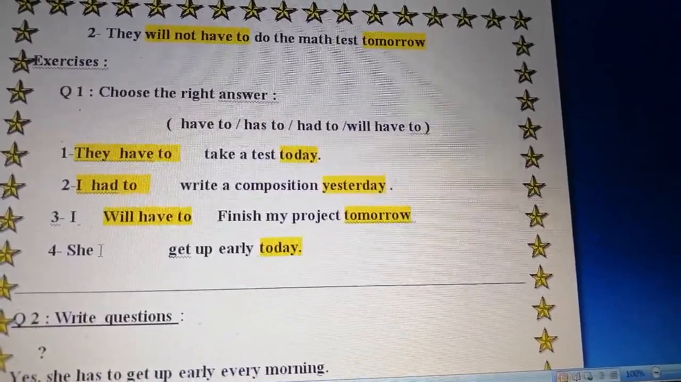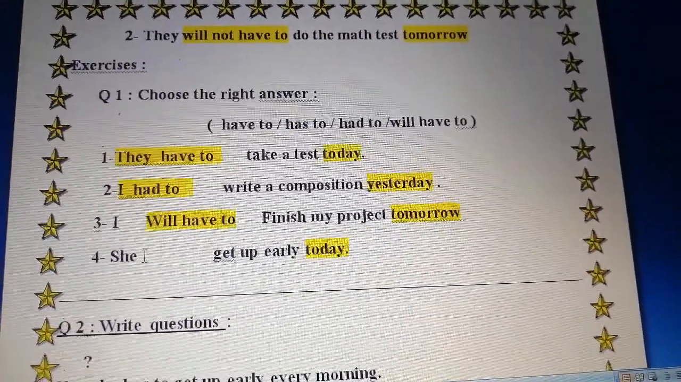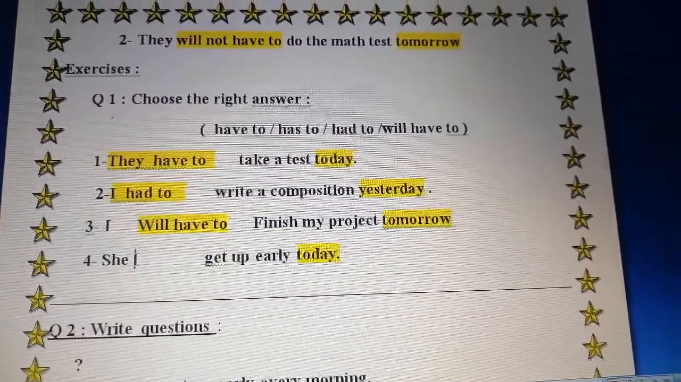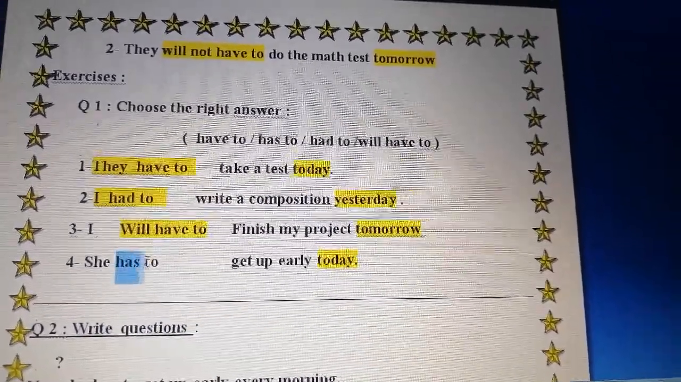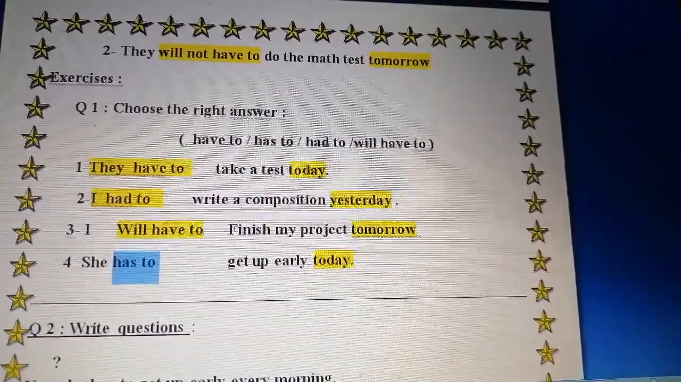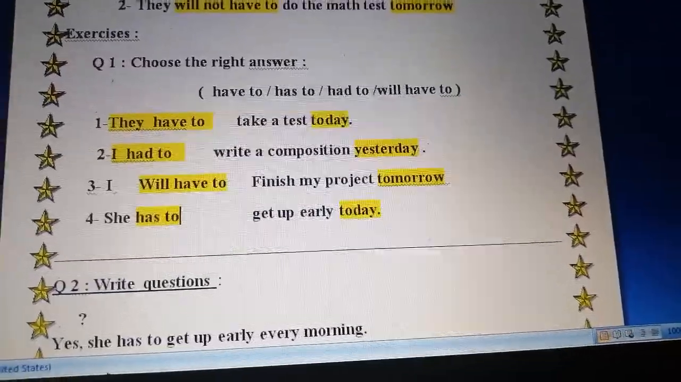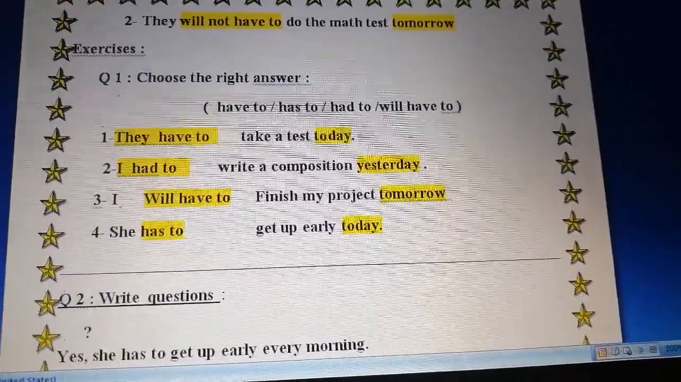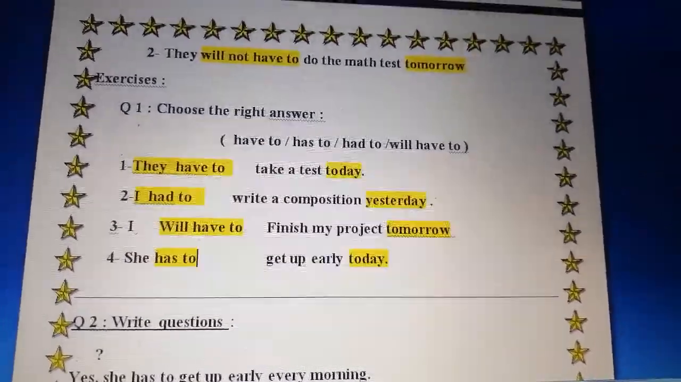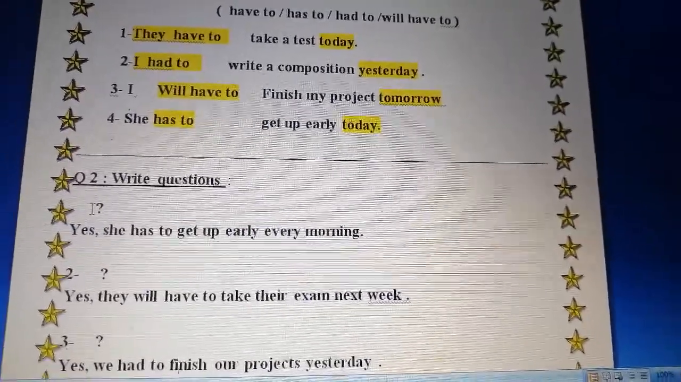Let's see here: She get up early today. Today is present, so I use either have to or has to, but I must go back to what? The subject. The subject is singular, so what do we use? Excellent, has to. Has to is for the present, but according to the subject I write have to or has to. Have to is for the plural and has to is for the singular. Had to is for the past, singular and plural. Will have to is for the future, and we use it for singular and plural. Write questions. Let's make questions, heroes! Yes.